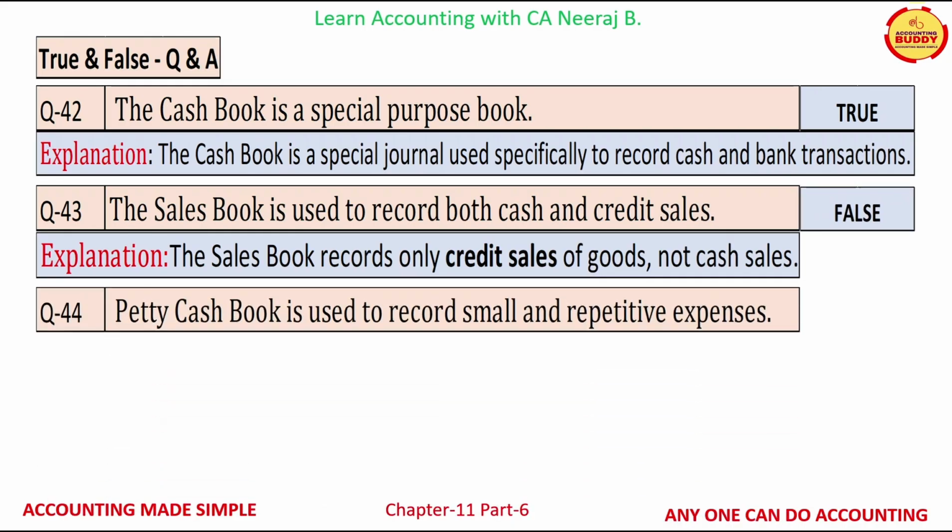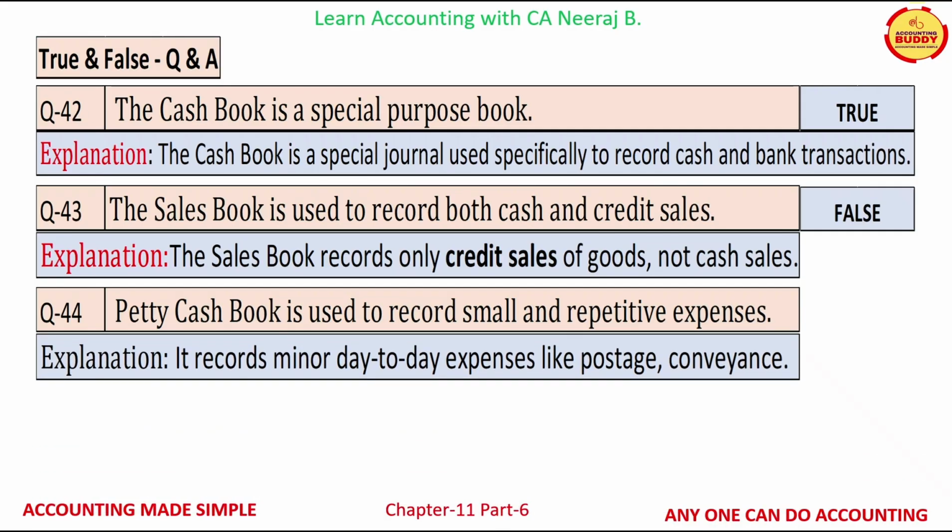Question number 44: petty cash book is used to record small and repetitive expenses. The fact of the matter is it records minor day-to-day expenses like postage, conveyance. Therefore, it is a true statement.